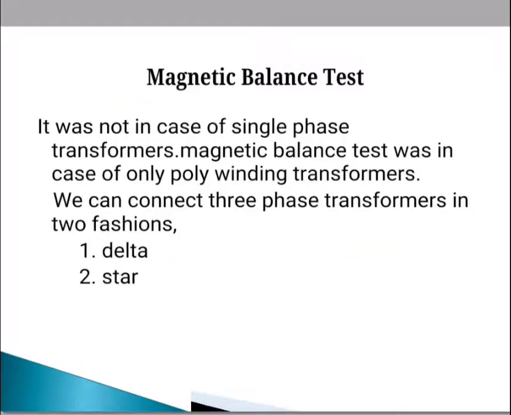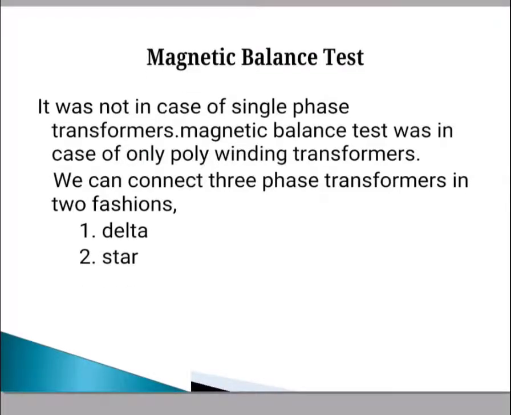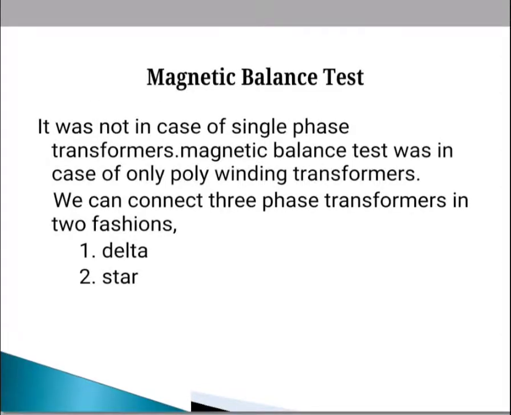To discuss the third test, that is the magnetic balance test. It is not applicable to a single phase transformer. The magnetic balance test is applied on the poly phase transformer, that is the 3-phase transformer. The 3-phase transformer can be connected in two ways, that is delta connection and star connection. According to that, we discuss the magnetic balance test on the transformer.